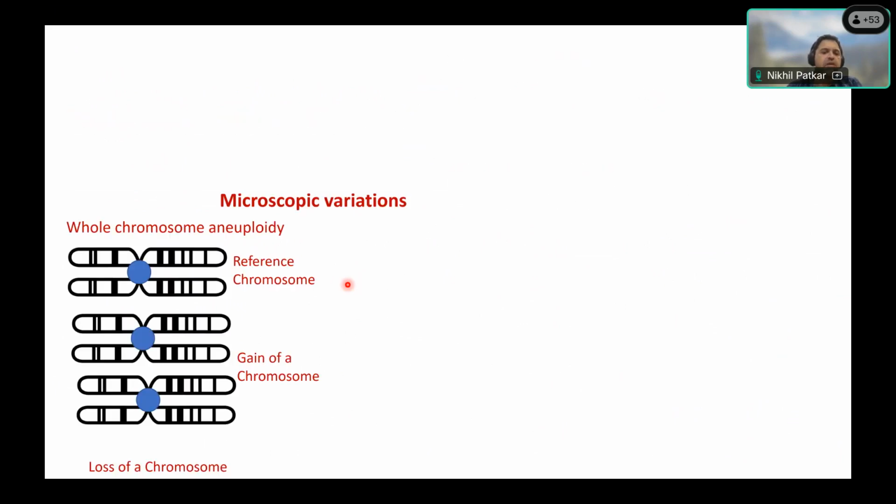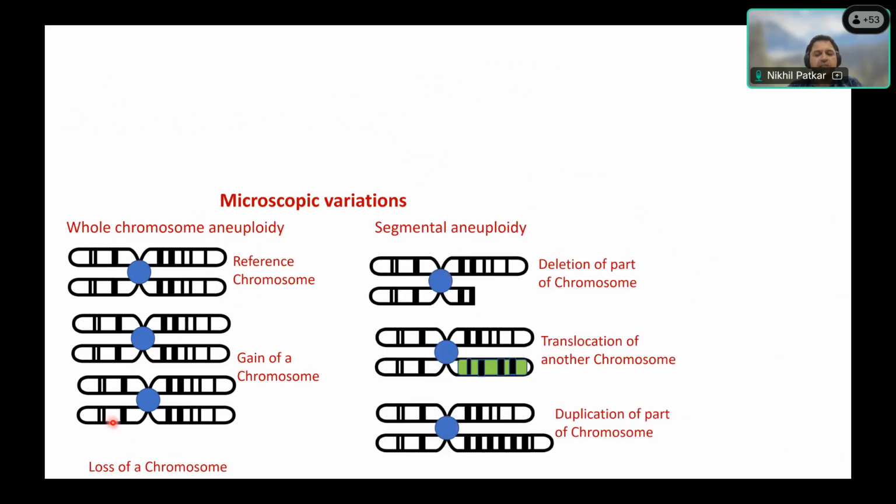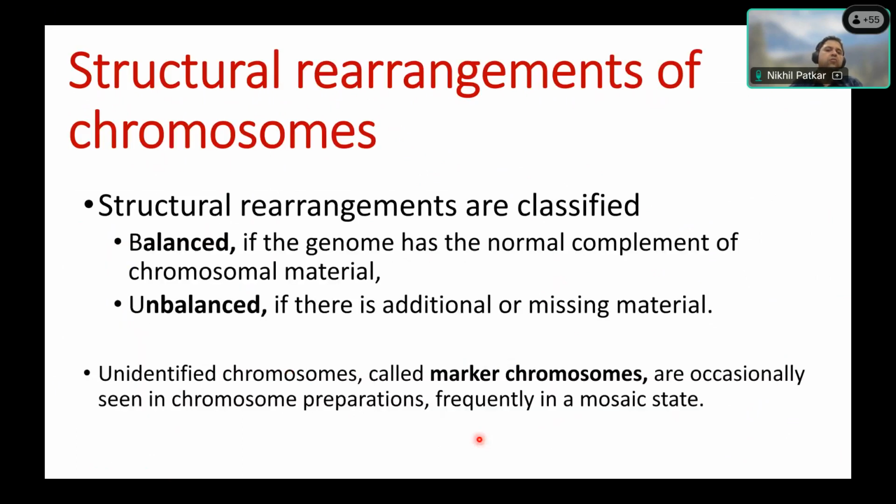So this is an example of a whole chromosome aneuploidy, for example, trisomy 21, where there is a gain of a particular chromosome. Similarly, you can have a loss of a particular chromosome as well. These are examples which are seen through chromosomes. Also, you have segmental aneuploidies, where you have deletion of part of a chromosome, translocation of part of another chromosome, or a duplication of part of a chromosome.